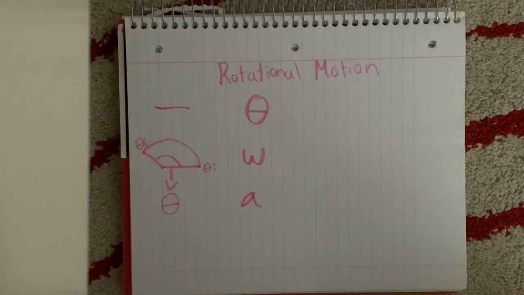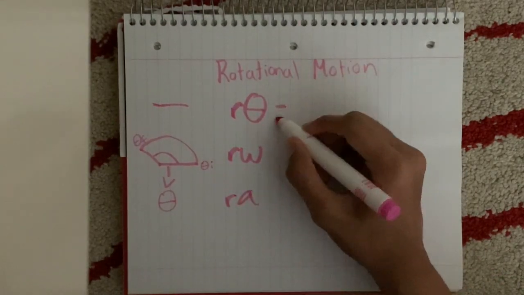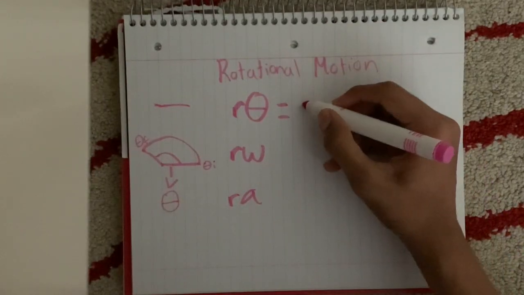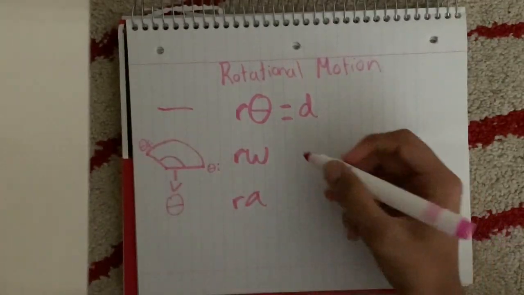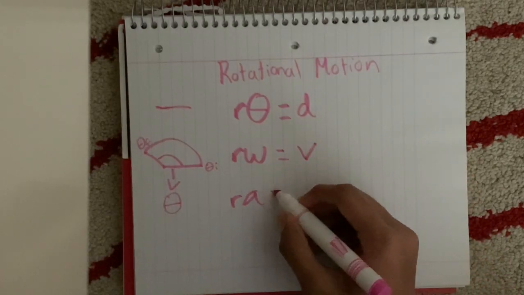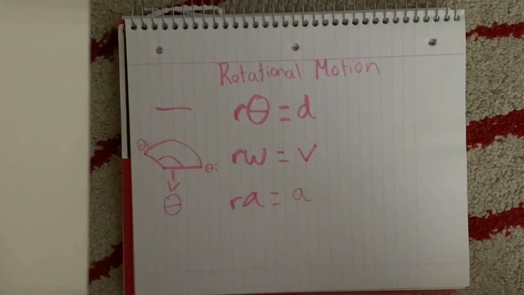And rotational motion can be linked with linear motion through the radius. So multiplying each of these quantities by the radius can give us the linear components. So r times angular displacement gives us the distance, or more specifically the arc length. R times the angular velocity gives us the linear velocity, and r times the angular acceleration gives us the linear acceleration. And just like kinematic motion, rotational motion is also defined by kinematic equations.